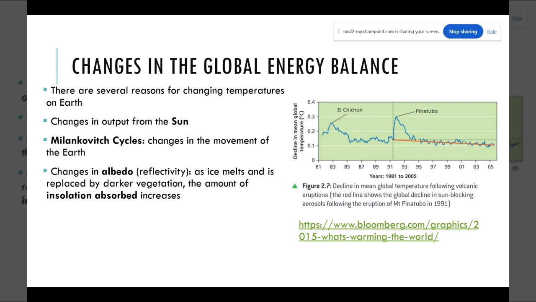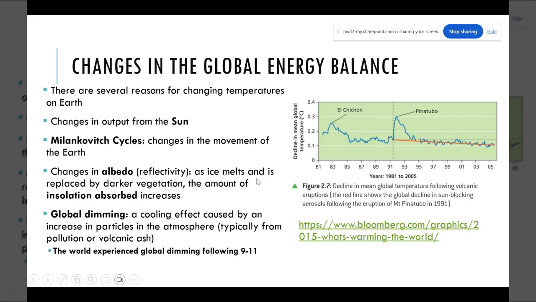Reflectivity. So high albedo means, I always make this kind of tongue-in-cheek joke, but if there's a high albedo, it's very excited to reflect the heat back out into space. Okay. Low albedo means it's not really in the mood to be reflecting things right now. It kind of intakes all of the heat. So insolation is absorbed. So the higher the albedo, generally the less warming you're going to have.